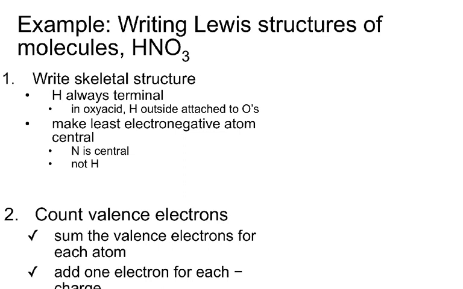Okay, so writing the Lewis structure of a molecule, in this case, nitric acid. So, step 1, write the skeletal structure. The hydrogen is always terminal, and something to know, in an oxyacid, the hydrogen is attached to an oxygen. So I can write my hydrogen, it's attached to an oxygen. My nitrogen is going to be in the middle, and then I have 2 more oxygens around it. So oxygen is the most electronegative, it goes towards the outside, then my hydrogen is attached to an oxygen.